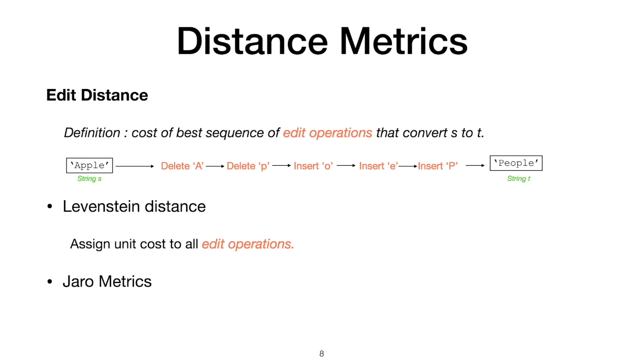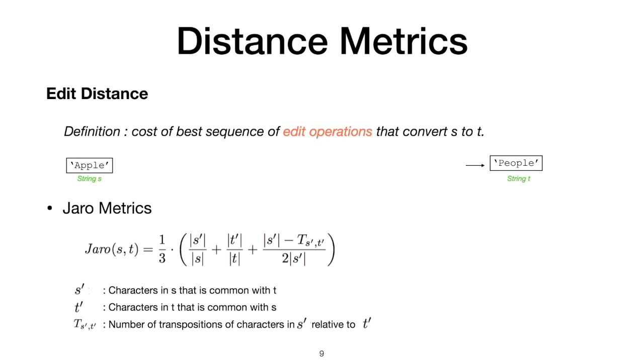We can assign different costs to each type of operation to generate more complex distance metrics. In Levenshtein distance, which is the simplest edit distance function, unit cost is assigned to all edit operations. While for the Jaro metric, the distance between strings s and t is calculated using the number of characters in one string that are in common with the other string, as well as the number of transpositions.